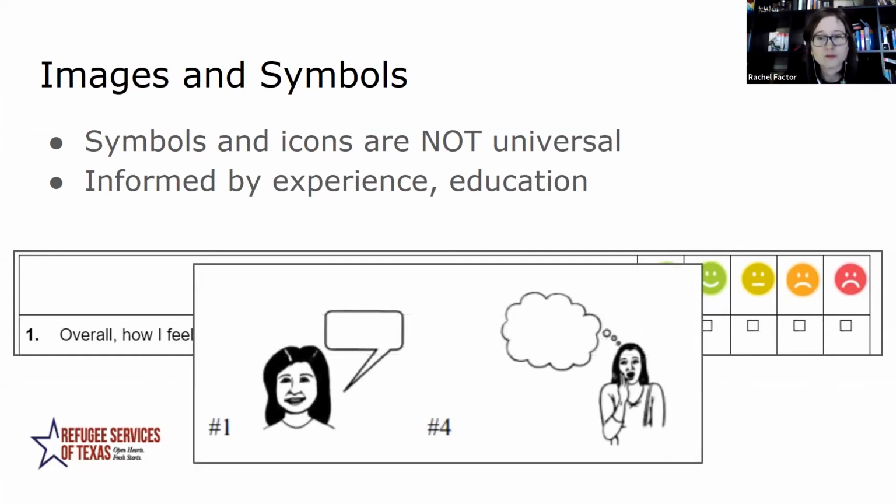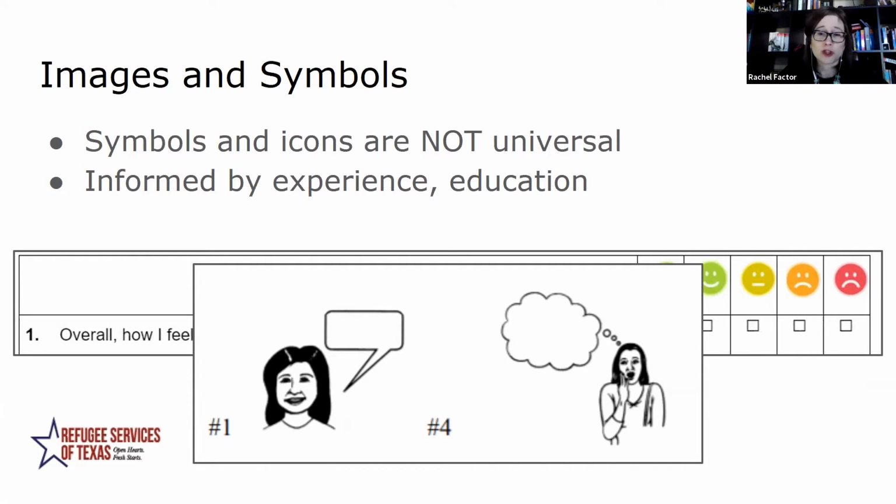Now, as an example of why symbols and icons are not universal, or how we know this, there was a study conducted, I believe at the University of Minnesota, with Somali refugee women. They were asked to look at some images and icons that were trying to represent common ideas. In this example, number 1 is a text bubble, so this woman is supposed to be saying something. Number 4 is a thought bubble, representing the idea of thinking. For us, this is pretty common. We see this a lot in cartoons and other images in our lives.